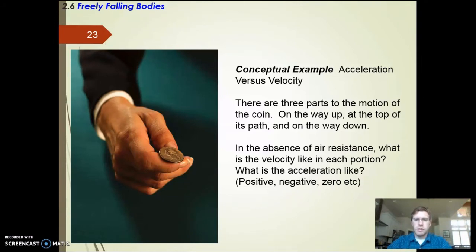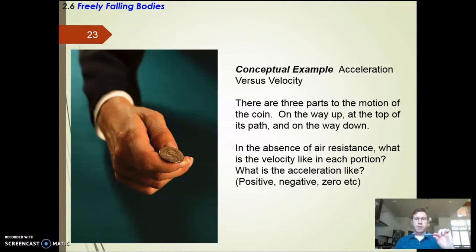If we ignore air resistance, what is the velocity like in each portion of that travel? Is it positive, negative, or 0? And what is the acceleration like in each part of that travel? Positive, negative, or 0? Let's see, I don't have a coin, but here I have a pen. Let's assume that this is our object, right? So on the way up, at the very peak, and then on the way back down. What are each of those things? All right, hopefully you've thought about it. Now let's talk about it together.